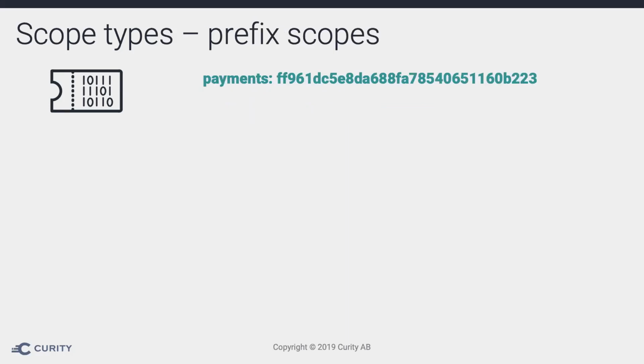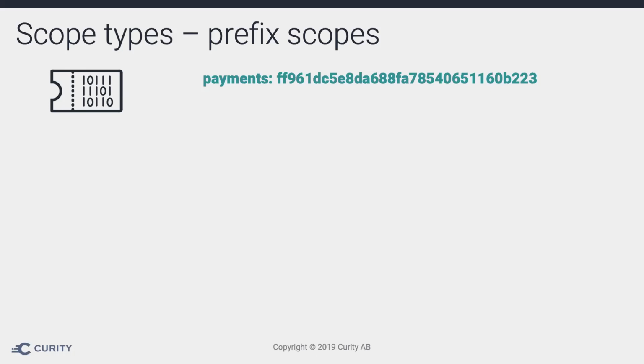And another type of scope we've seen are the prefix scopes, where this scope consists of two different things. So the payments colon is the actual scope, and the string that comes after it is an ID. This is often used in transactional OAuth, where you need a token to perform a specific operation. Let's say a payment. I want to authorize that my third-party application can transfer some money on my account to another account.